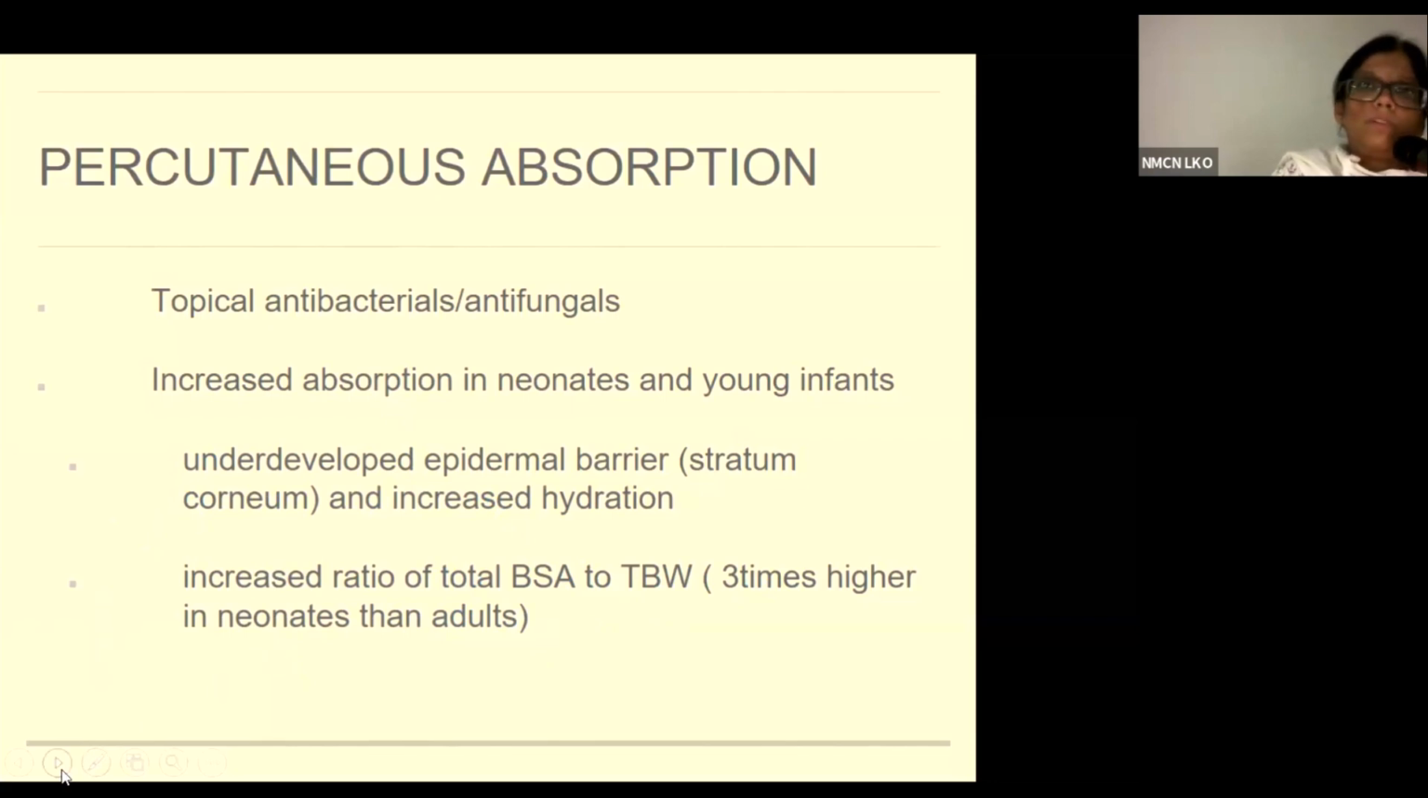Even for procedures, like using betadine in very small babies, you may not be dealing with neonates, but specifically in neonates and premature babies, we usually do not use this, because even for surface cleaning, there is systemic absorption of these drugs.